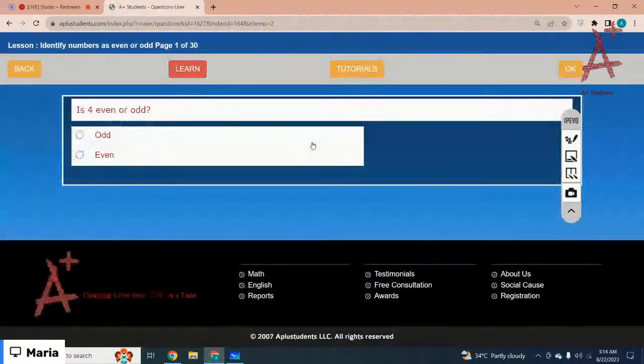Okay, is 4 even or odd? If the number is ending with 0, 2, 4, 6, and 8, that means the numbers are even, right? You can see it is 4. 4 is an even number, right? 0, 2, 4, 6, and 8, they are the even numbers. So the correct option is even.